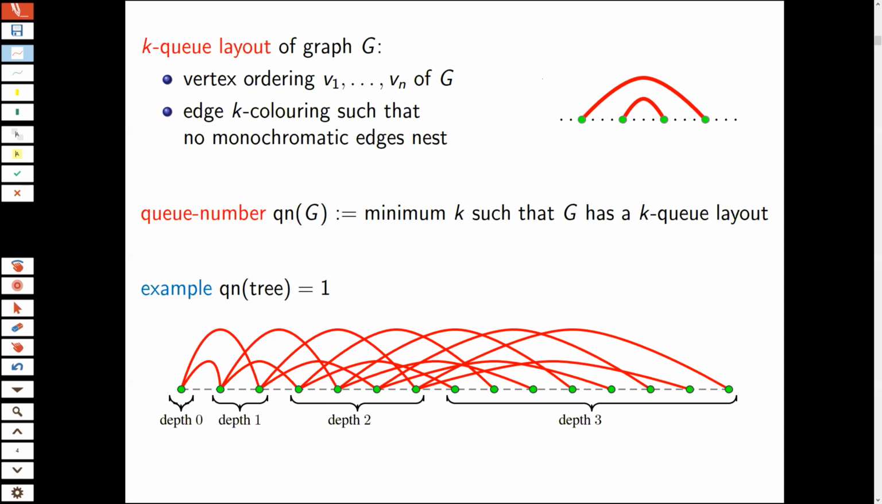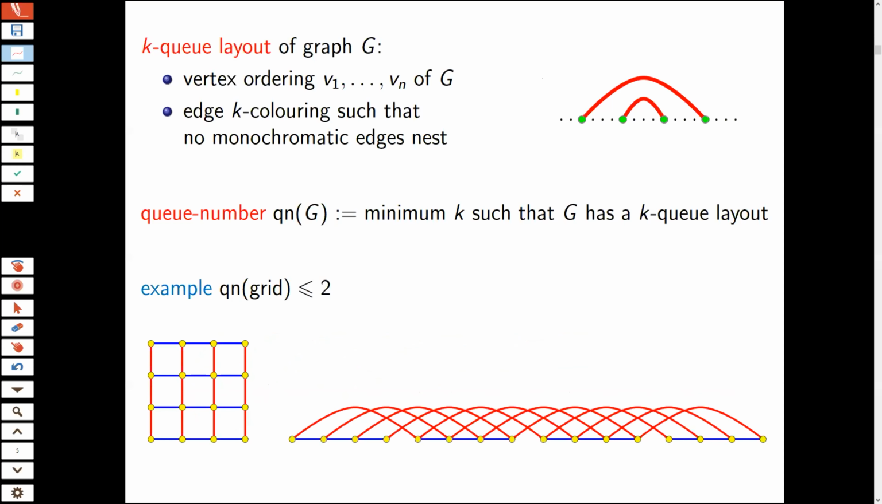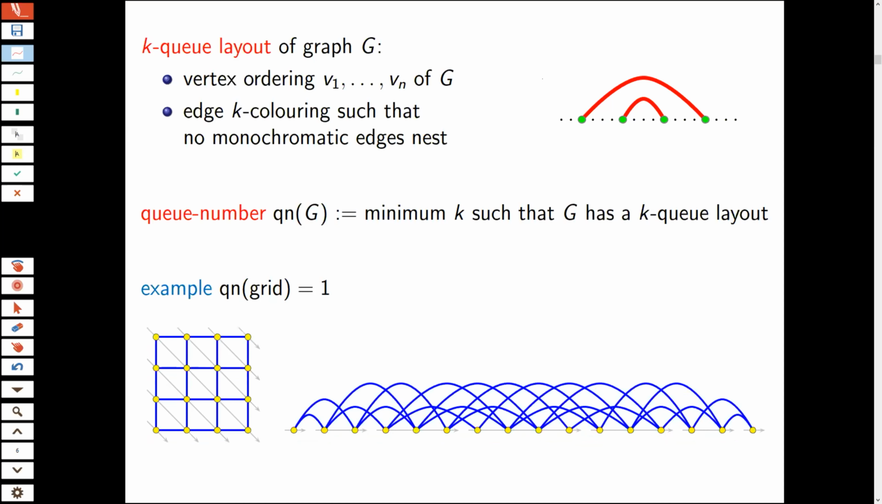Let's do a more interesting example. What about a grid graph? Take the graph on the left, the planar grid, and color the horizontal edges blue and the vertical edges red. And now order the vertices row by row by row. Then you see that the blue edges do not nest and the red edges do not nest. So that shows you that the grid graph has got Q number at most 2. But in fact, there's a clever way to do it. You can do it with only one Q. So I should say that the set of edges that have the same color is called a Q.